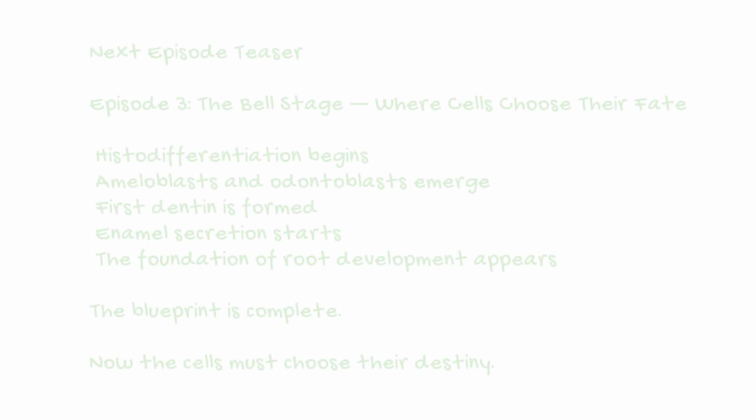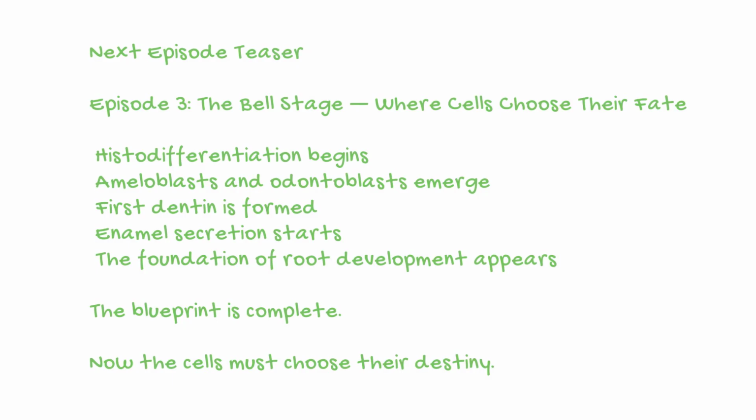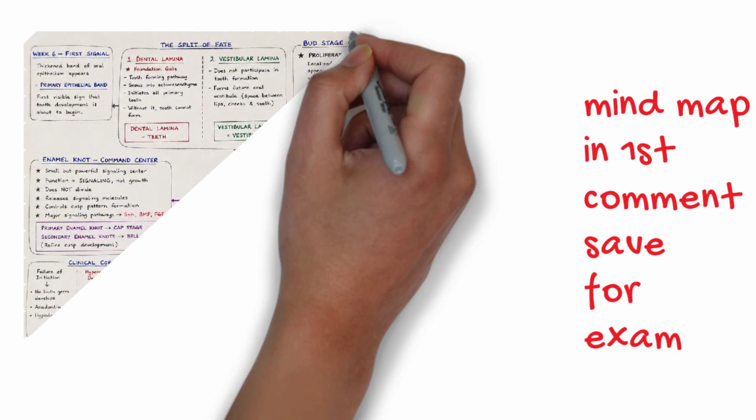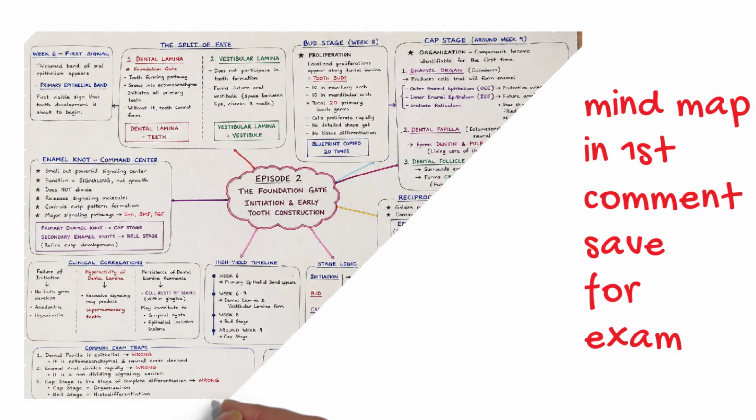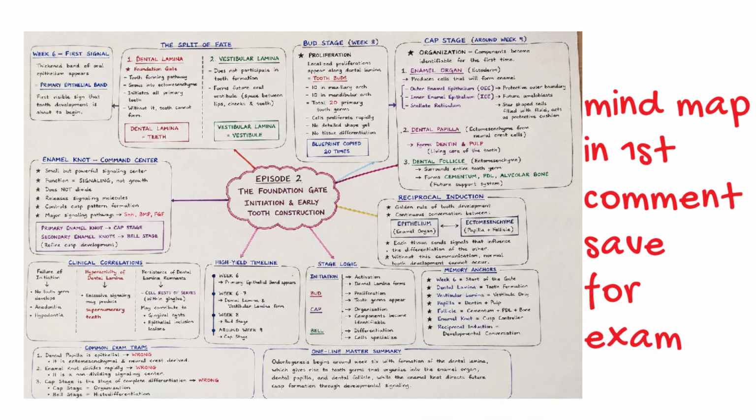Next episode teaser. Episode 3, the bell stage, where cells choose their fate. Histodifferentiation begins. Ameloblasts and odontoblasts emerge. First, dentin is formed. Enamel secretion starts. The foundation of root development appears. The blueprint is complete. Now the cells must choose their destiny.